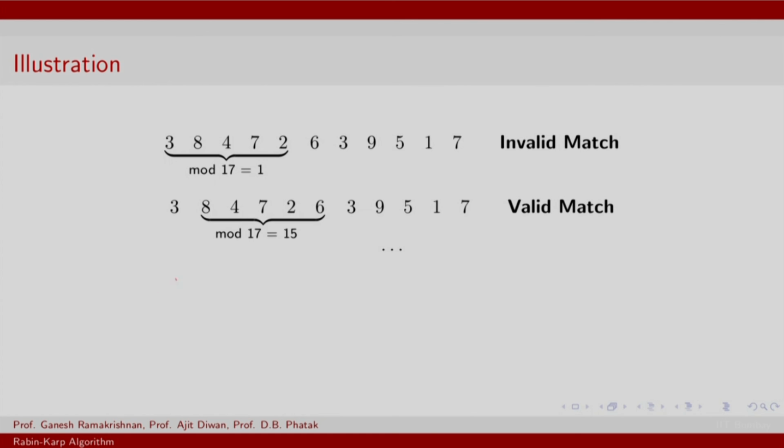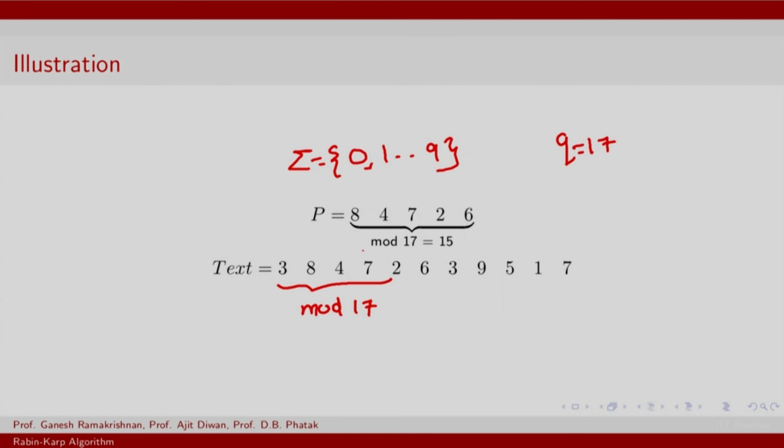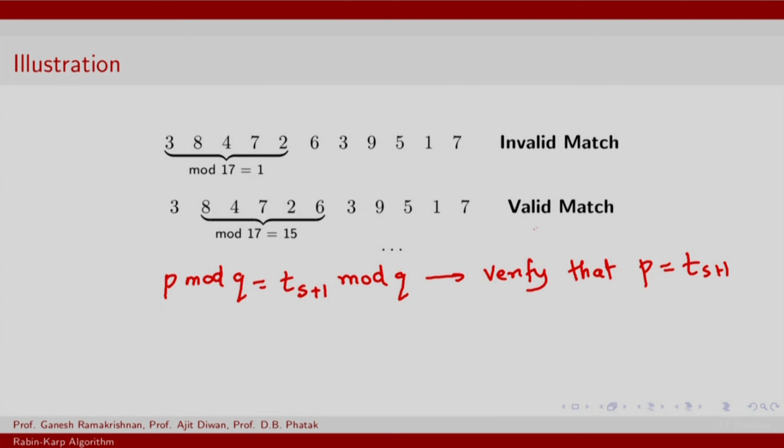So what we find here is that P mod q equals Ts plus 1 mod q. Now does that mean P equals Ts plus 1? No. So now you need to verify that P indeed equals Ts plus 1, and was this correct? 84726, so that was indeed a valid match. So we flag a valid match.